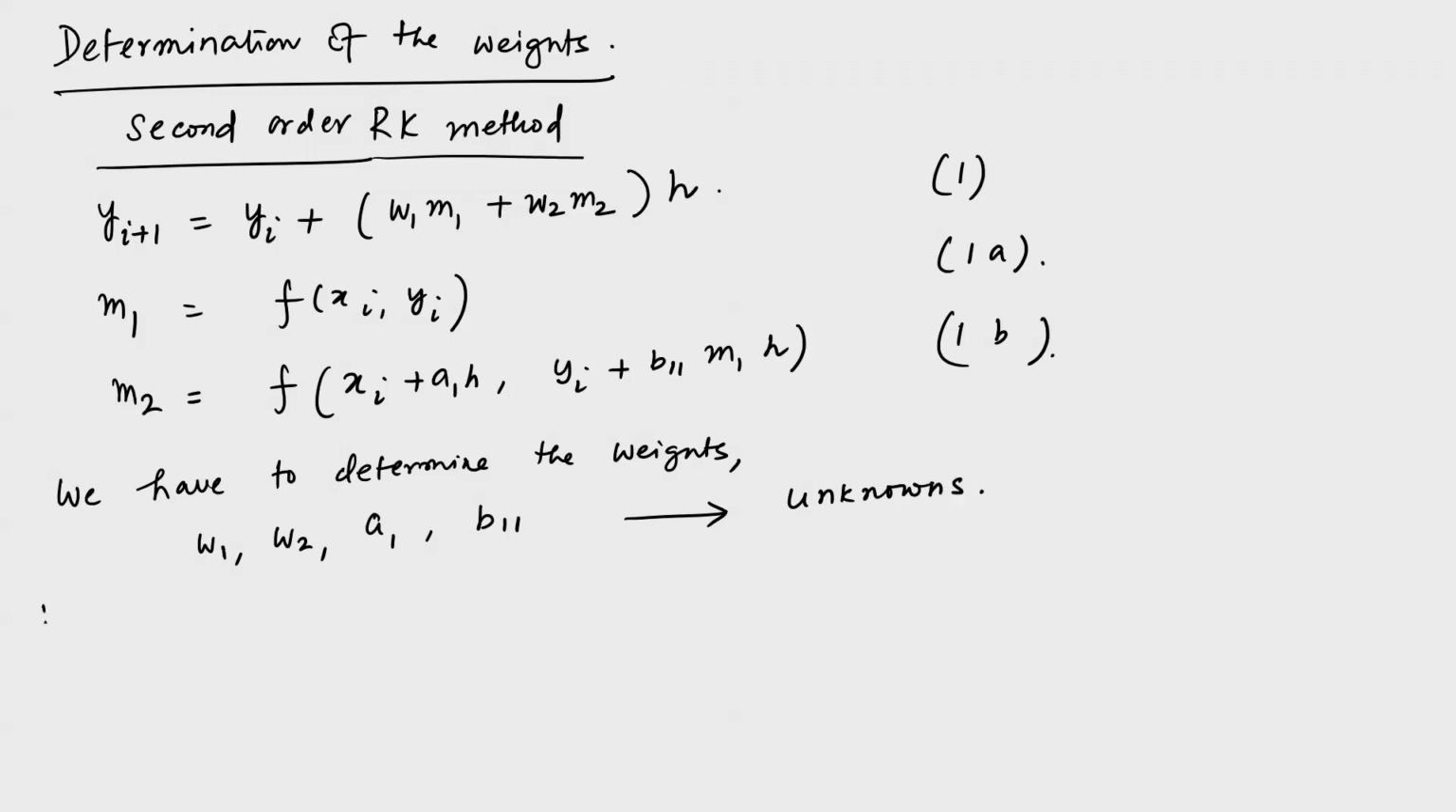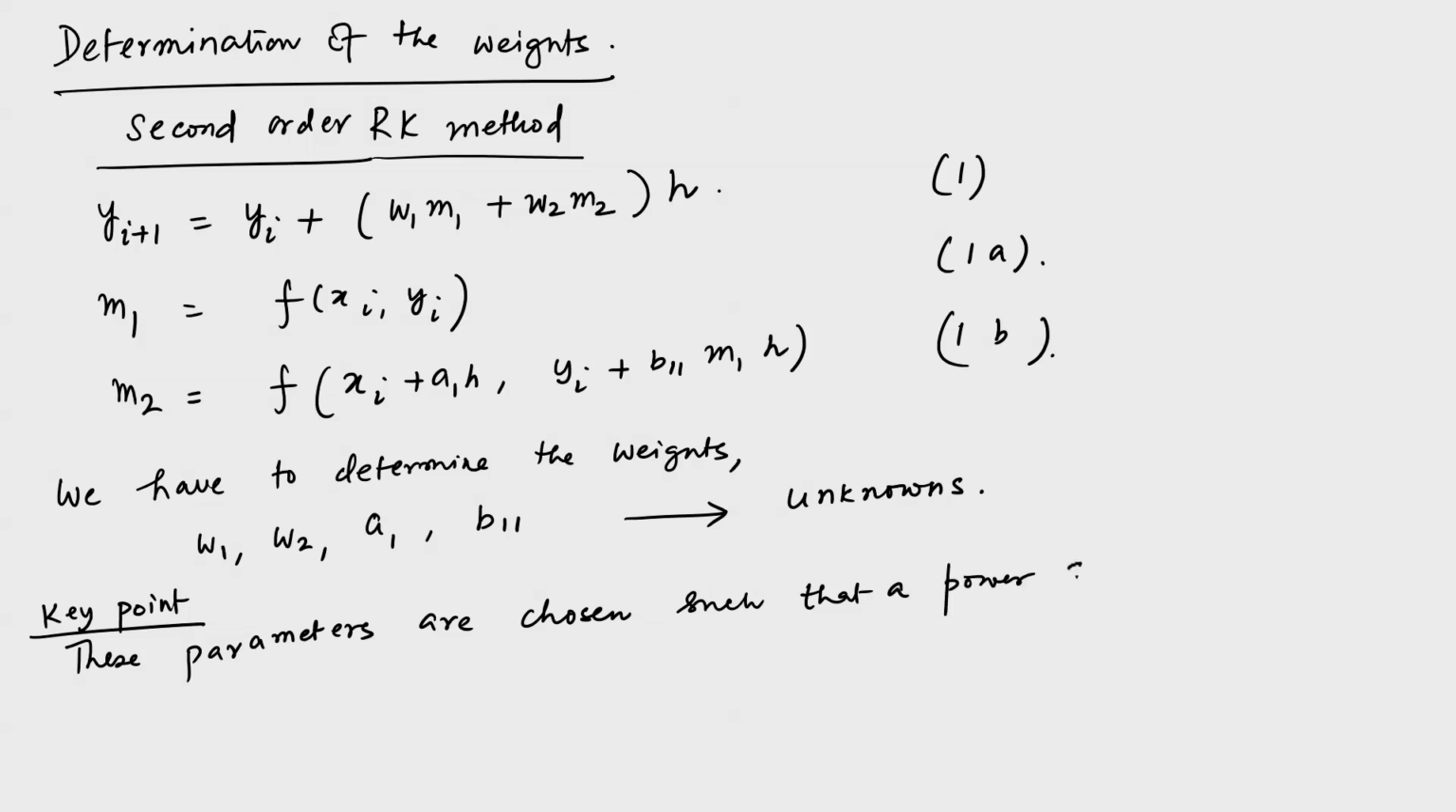So, the key point here that the RK method uses is that these parameters, w1, w2, a1 and b11, are chosen such that a power series expansion on the right hand side of equation 1 matches with the power series expansion of equation 1. Let us see what that is.